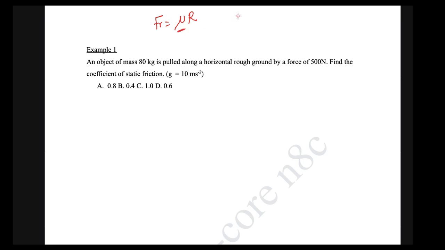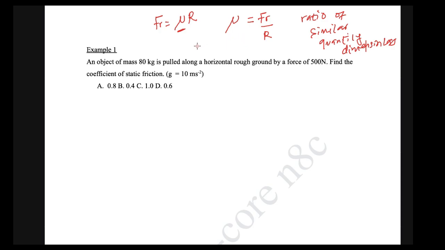So coefficient of friction, number one, is a dimensionless quantity, that is, it has no unit. Why? Because it is a ratio of similar quantities. Any quantity in physics or in science that is a ratio of similar quantities is going to be dimensionless. It is not going to have a unit. So your mu does not have a unit, doesn't have a dimension.